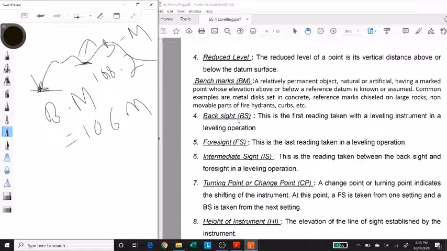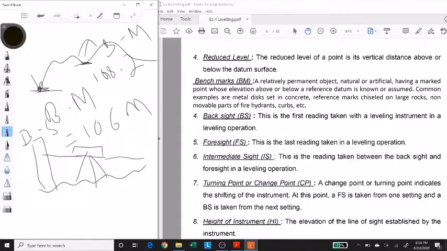Then comes backsight, foresight, and intersight. So I'll explain them combined because they are all interrelated. So let's say you are doing survey over here and you set up your instrument over here. When you set up your instrument, the first reading that you take is called as your backsight, and the last reading that you take is called as your foresight.